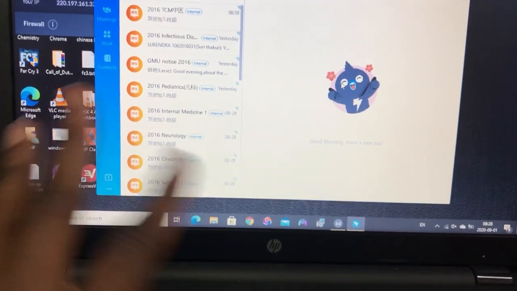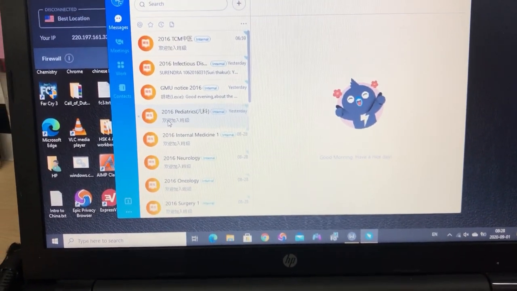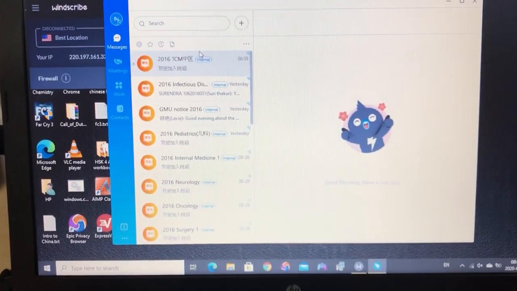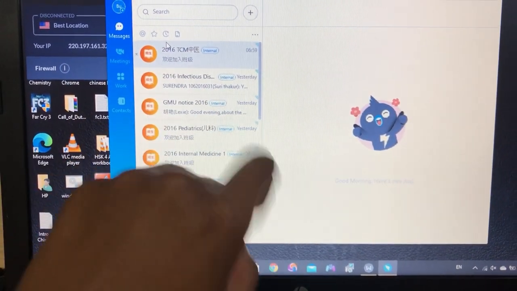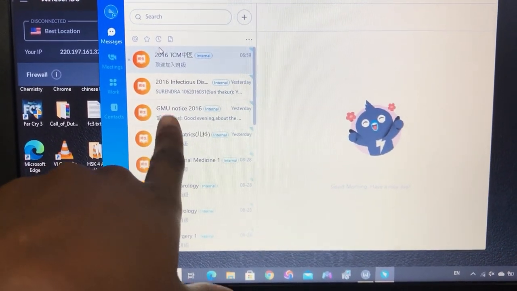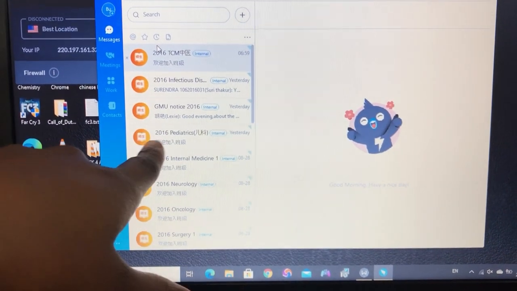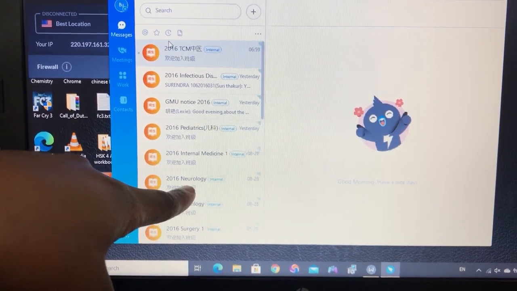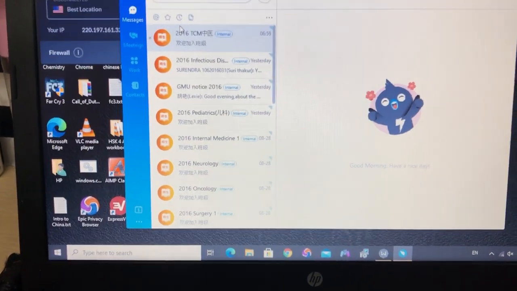So this is how the interface of the app looks like. It's just like a chatting app, but you can do conference calls, conference video calls, and these are the subjects that we're having this semester: traditional Chinese medicine, infectious diseases. Today we're having infectious diseases, and this is our notice for my batch, and this is my school, Guizhou Medical University notice 2016 batch. Then we have pediatrics, internal medicine, neurology, oncology, and we also have surgery. So these are the courses we are doing for this semester.